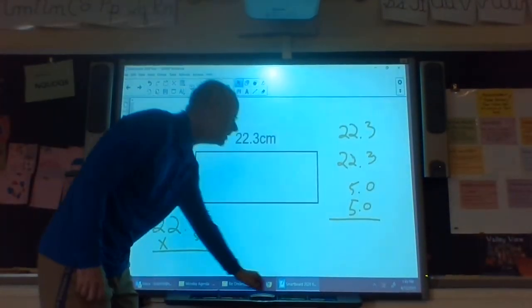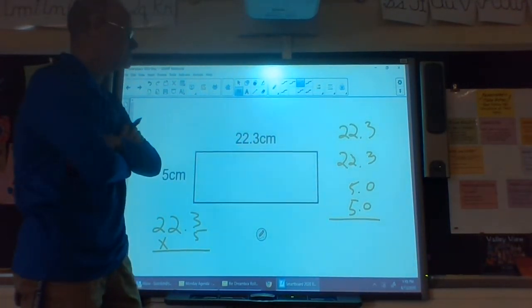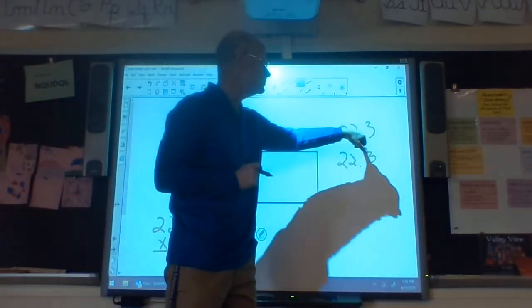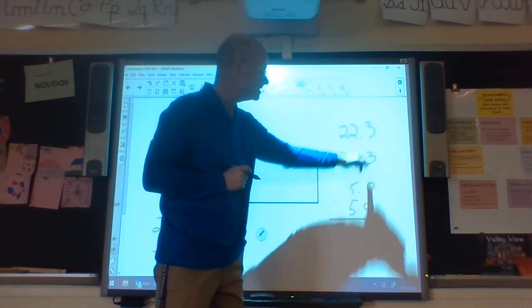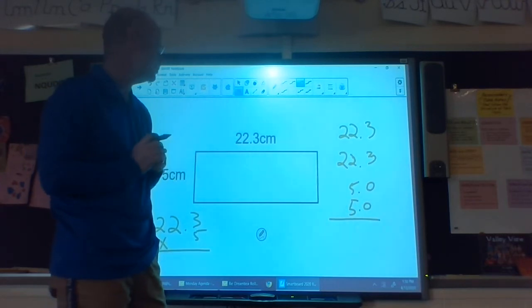Okay, to do this problem, to find the perimeter, I remembered that it's side plus side plus side plus side till I run out of sides. And I wrote the 22.3. Right underneath it, I wrote 22.3, making sure to line up my decimal points. So whenever I add numbers with decimal points, I want to line up the decimal points.